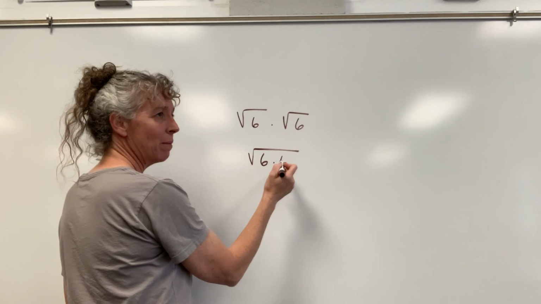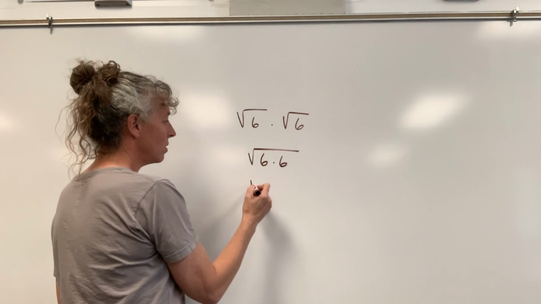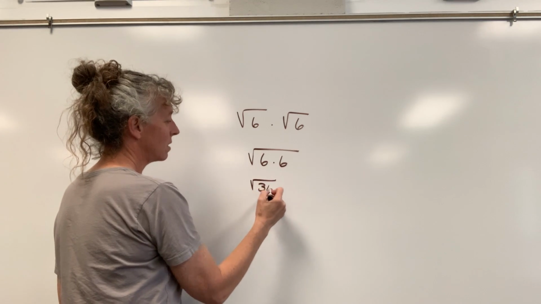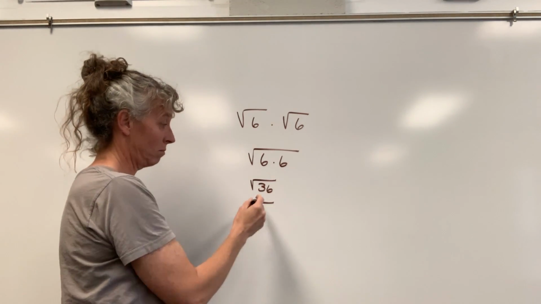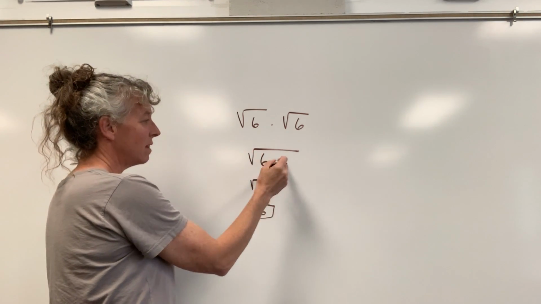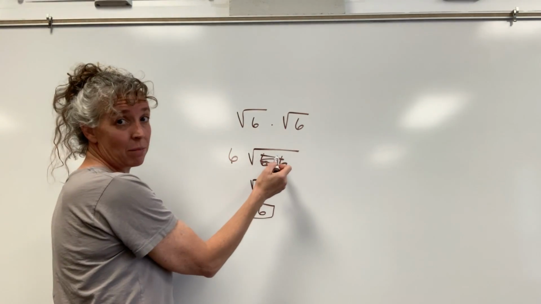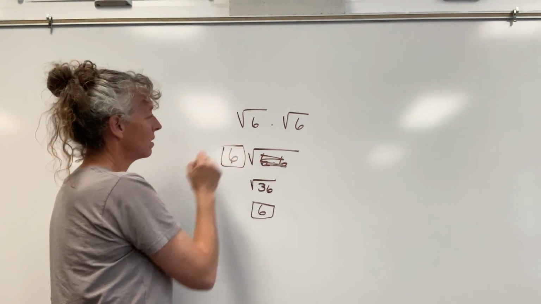So if I have 2 of one number, I can cross them out and bring it outside, right? Or you can do this. 6 times 6 is 36. What's the square root of 36? Square root of 36 is 6. If I had done it this way, cross them out and bring it outside, there's nothing left in my square root sign, so I'm just left with a 6.